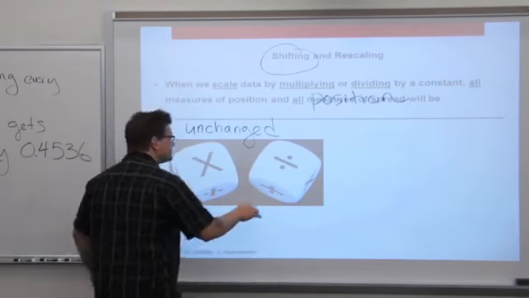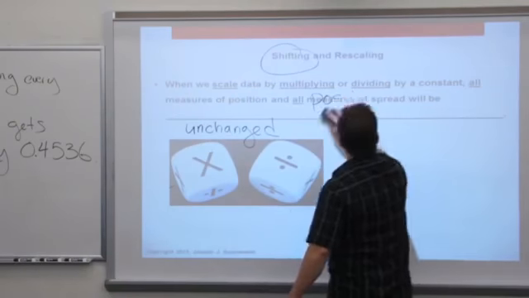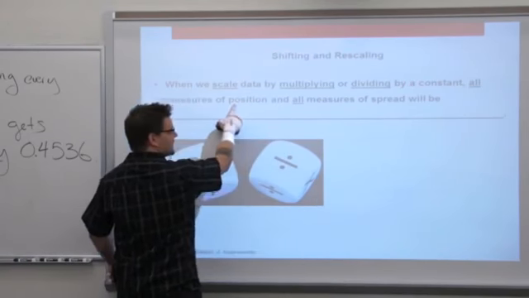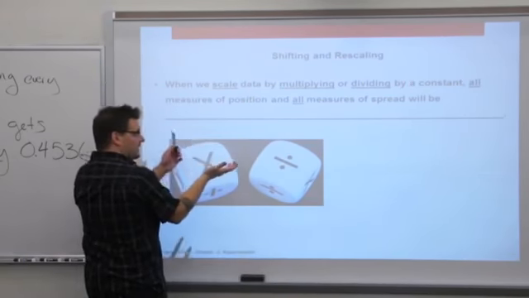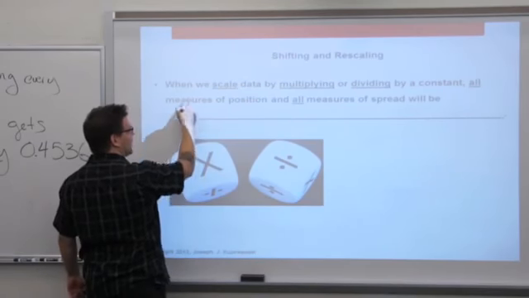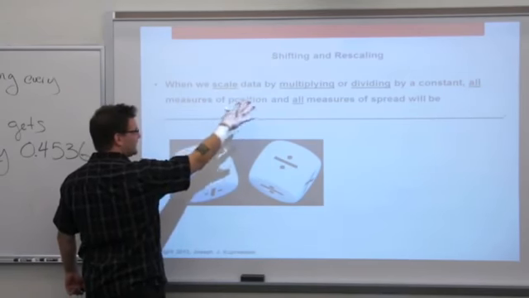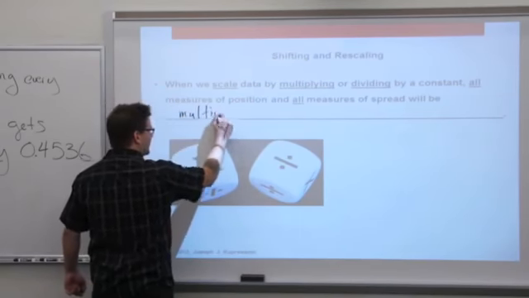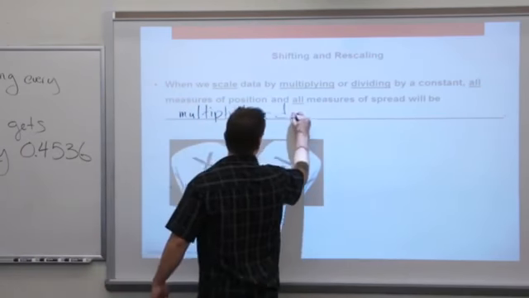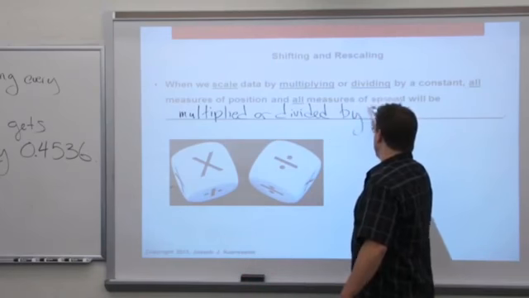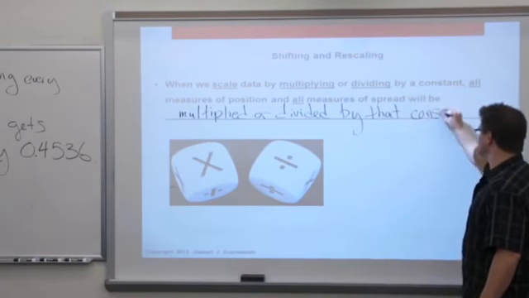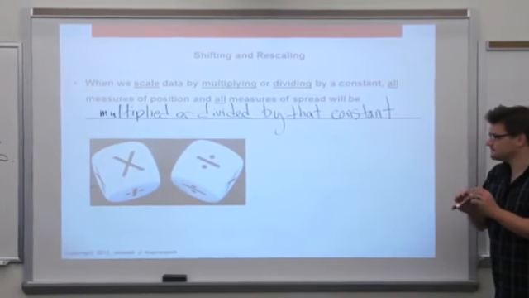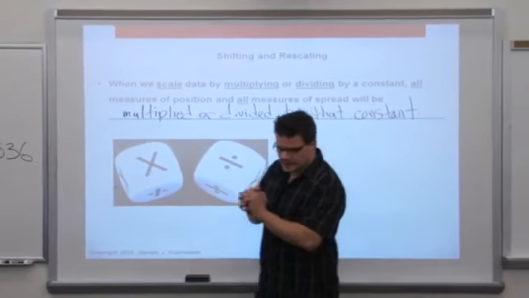The scaling part. When we scale, a scale is a multiply or a divide. All measures of position, all measures of spread will get multiplied or divided by that constant. So when we scale data by multiplying or dividing by a constant, all measures of position, all measures of spread will be multiplied or divided by that constant. A scale is a multiply or divide. All right.